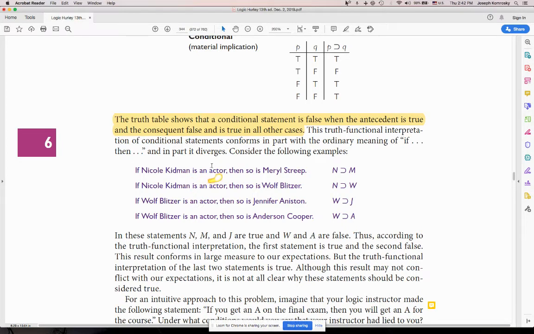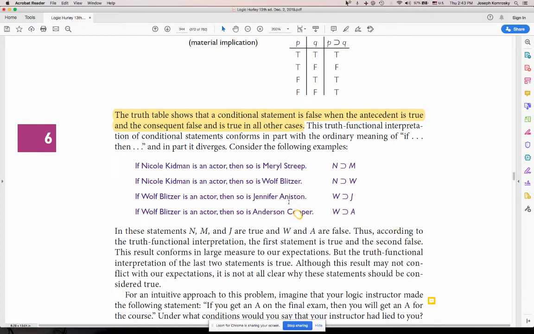If Nicole Kidman is an actor, then so is Meryl Streep. So we have an if, we have a then. So we know the if is the antecedent. So we just put an N, then our horseshoe symbol, then the M. Okay, no problem. And then this one: if Nicole Kidman is an actor, then so is Wolf Blitzer. So we have an N and W. And so he's just going to symbolize these. And now we're going to look at them.